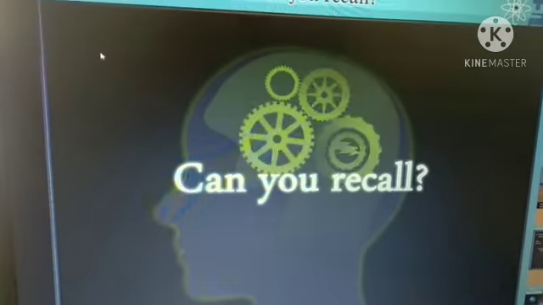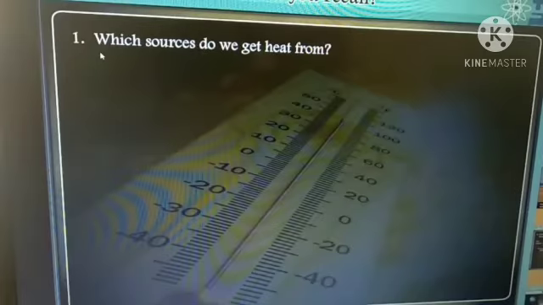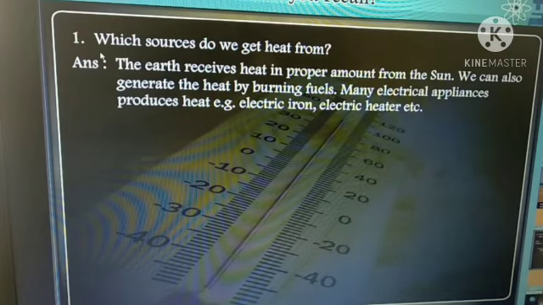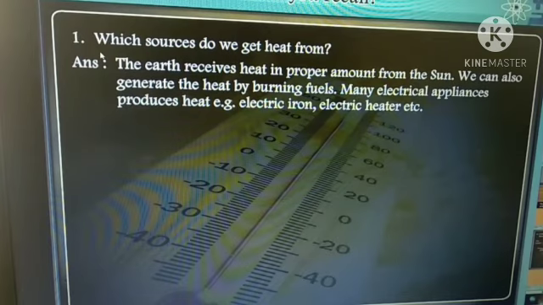Can you recall which sources do we get heat from? Answer: the earth receives heat in proper amount from the sun. We can also generate heat by burning fuels. Many electrical appliances produce heat. Example: electric iron, electric heater, etc.